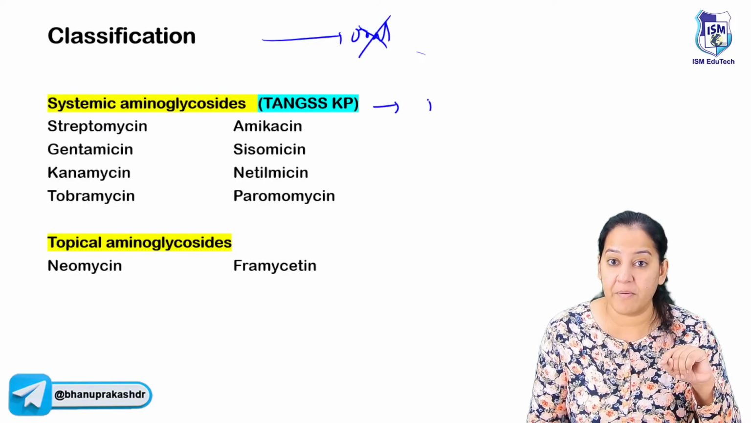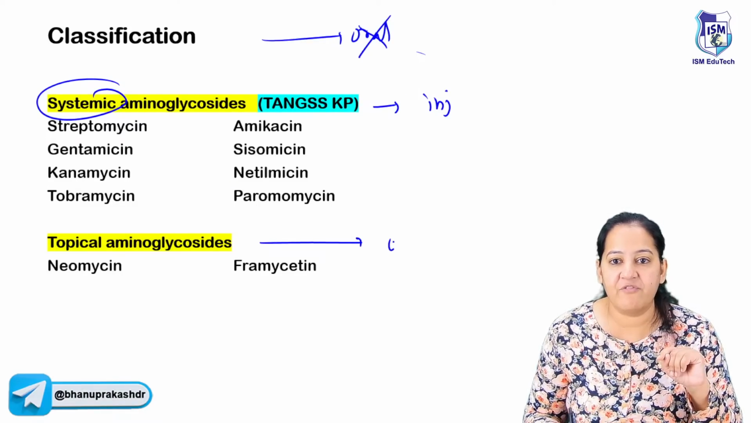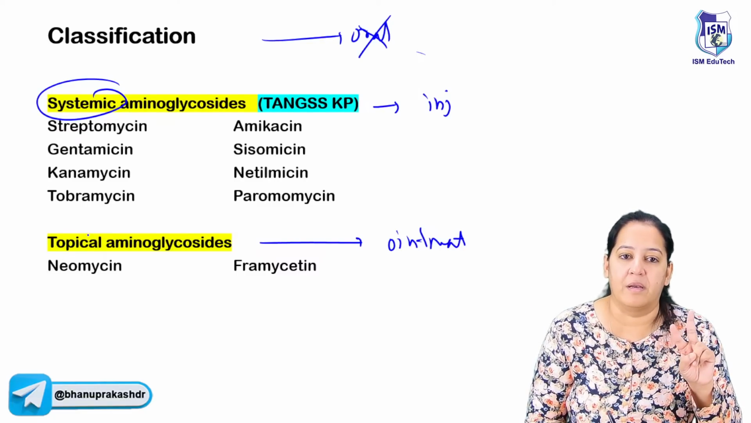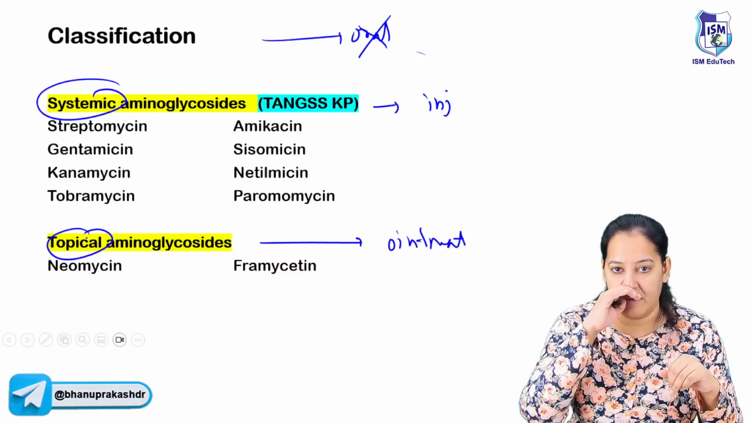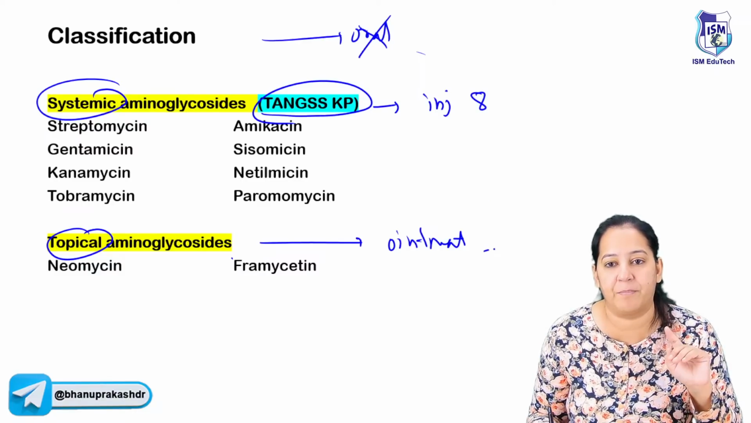Either it is available in the form of injections, that is parenteral, systemic, or it is available in the form of ointments and tubes and eye drops. So it is known as topical. So either injectable or topical. The injectable are 8 and topical are 2, total 10 are there.